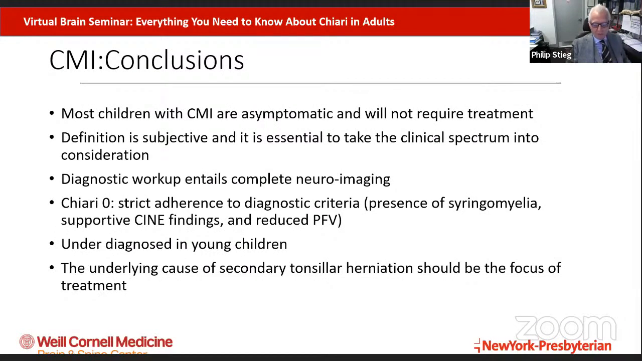So in summary, the symptoms that you come complaining with are headache and pain in the shoulders and arms and hands. On occasional cases, patients will complain of swallowing difficulty and voice changes. The evaluation is purely done with an MRI scan and a CINE MRI scan. The treatment of choice is surgical decompression. There is debate about which is the best surgery, splitting that dura, opening the dura, putting in a patch. And I think that you need to talk to each surgeon and get their opinion.